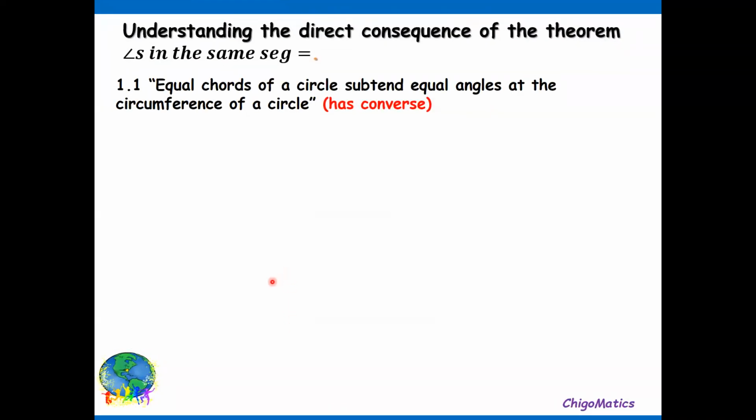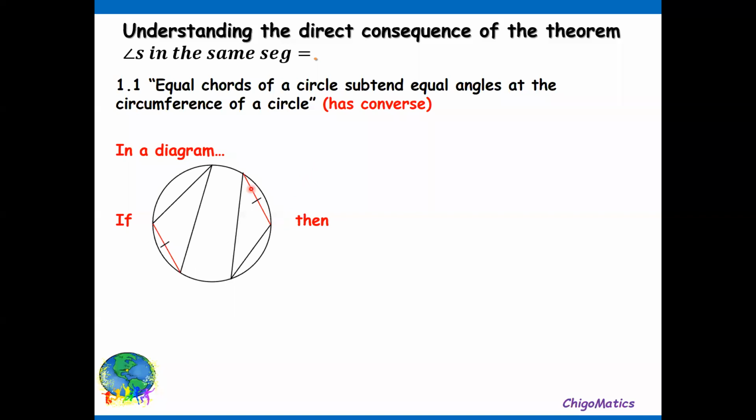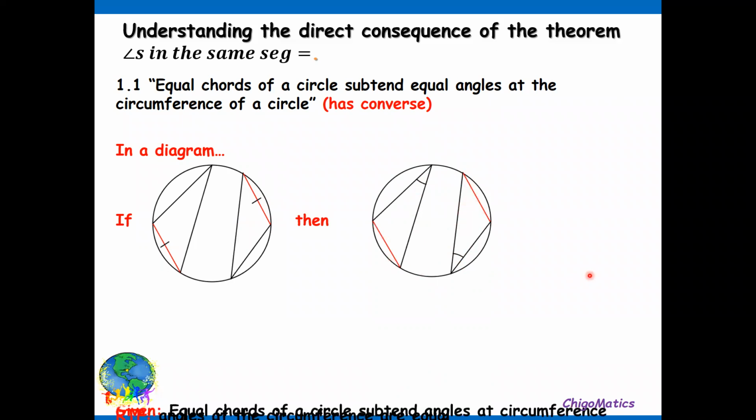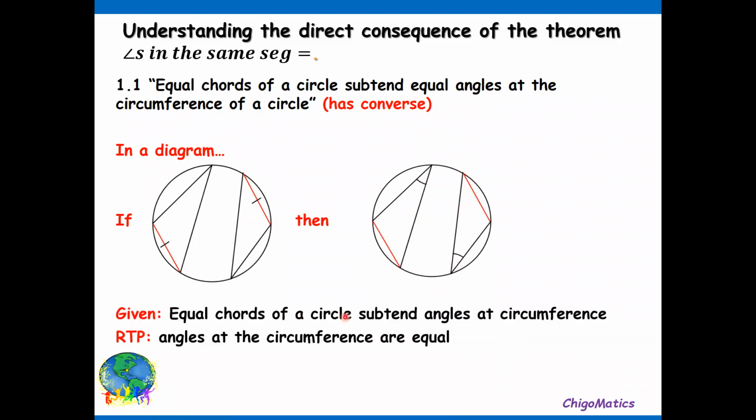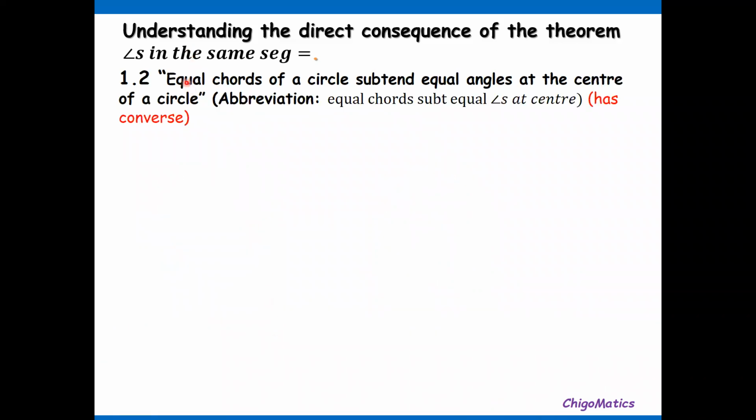Right, let us look at the direct consequences. Equal chords of a circle subtend equal angles at the circumference of a circle has a converse. In diagram form, these are the equal chords, right? Then we are saying they subtend equal angles. The converse will be: if we are given that this angle is equal to this one, then you can conclude that these two chords are equal. So the given is the hypothesis, then what is required to prove is the conclusion.